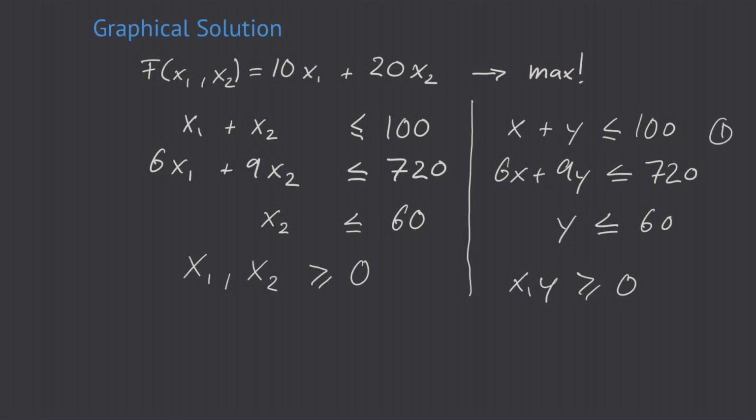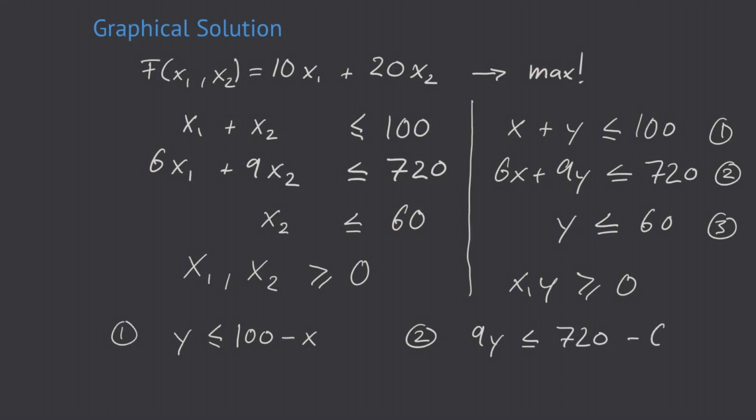So the first inequality can be written as y should be less or equal 100 minus x. The second inequality should be written, first of all, as 9y is less or equal than 720 minus 6x. And if we divide that by 9, we have y is less or equal than 80 minus 2/3 x. And the third inequality, well, that's just fine in the form it is.